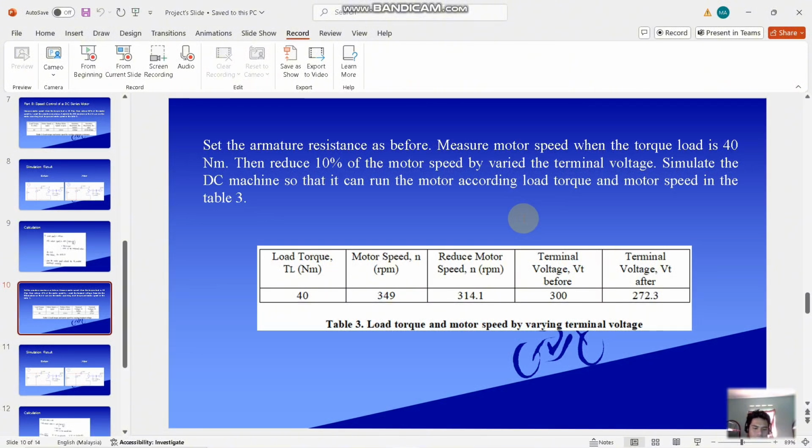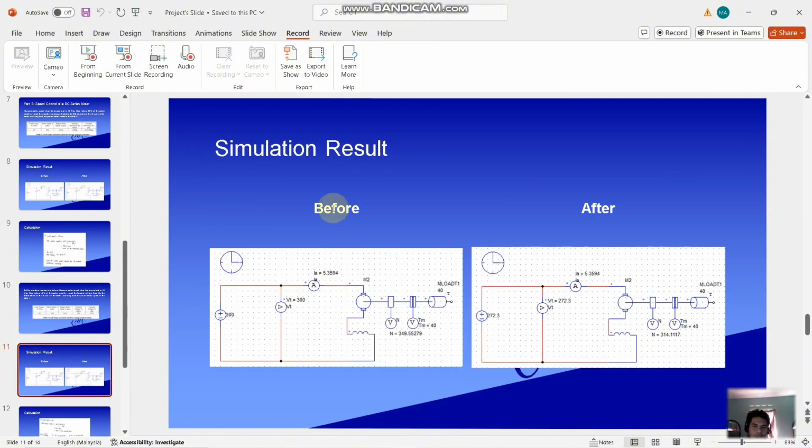To reduce the motor speed by 10%, we decrease the terminal voltage. The new speed was 314.1 rpm and the adjusted terminal voltage was 272.3 volts. Next, I will show the simulation result for the circuit before.